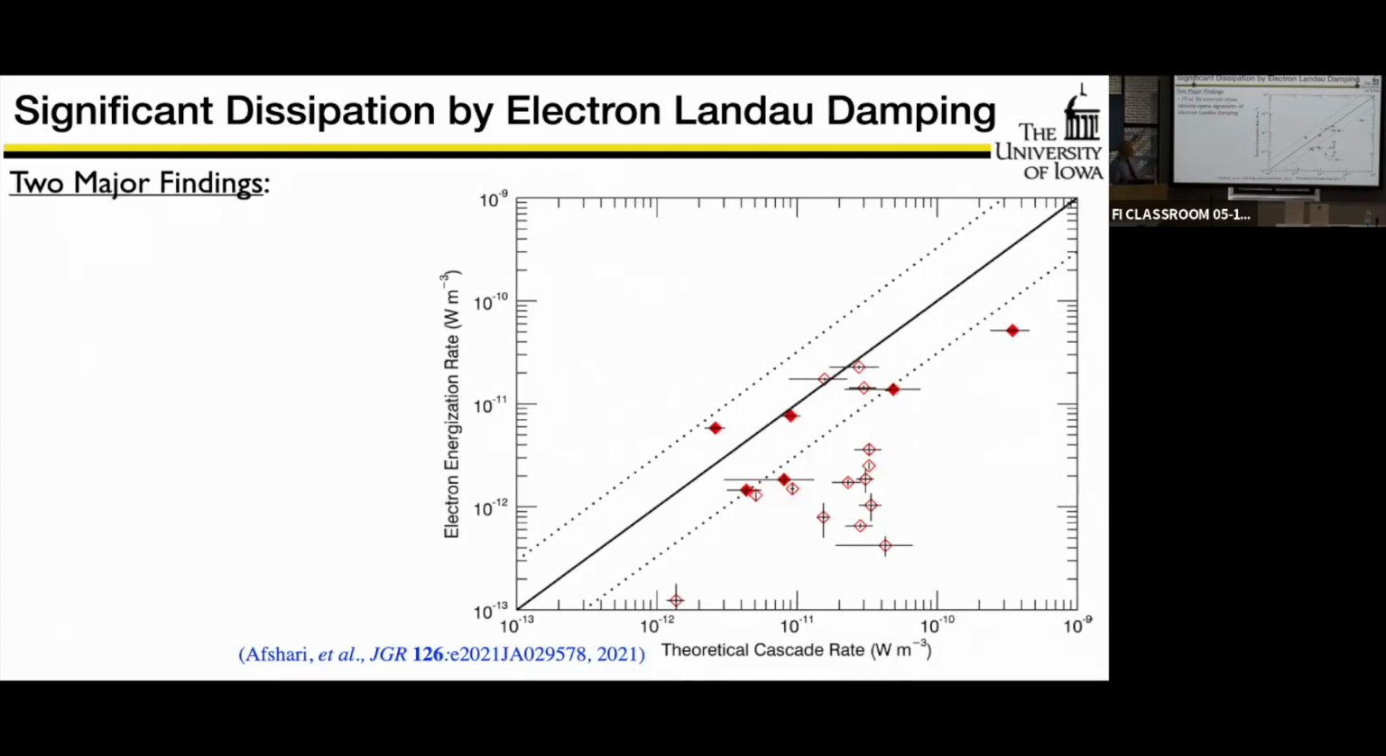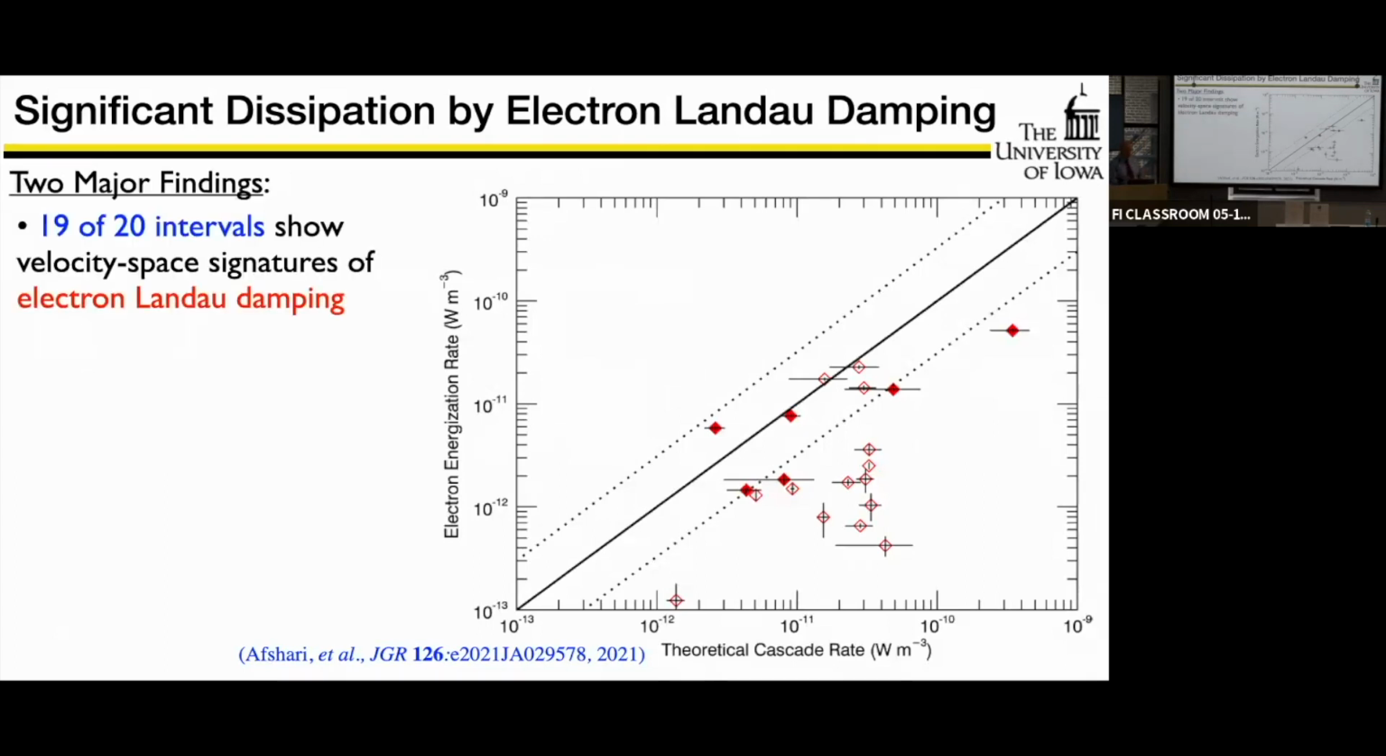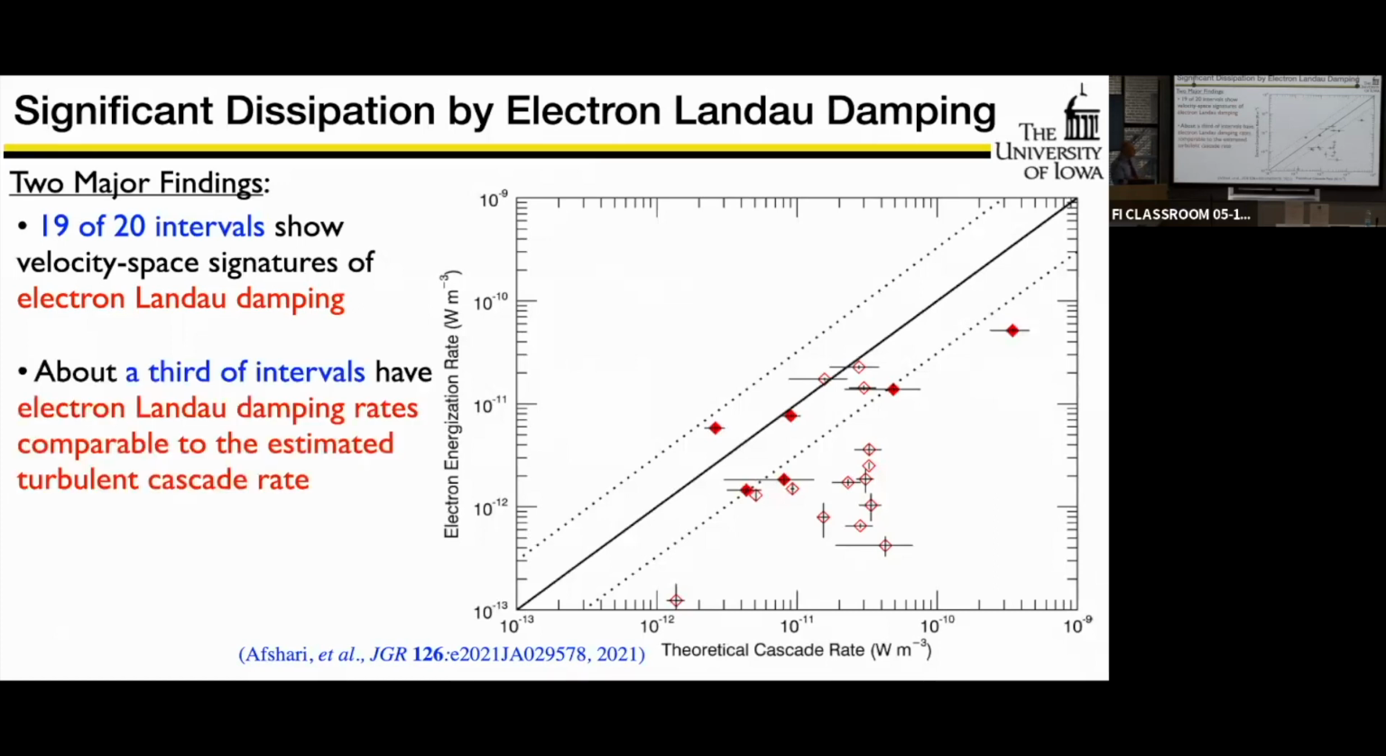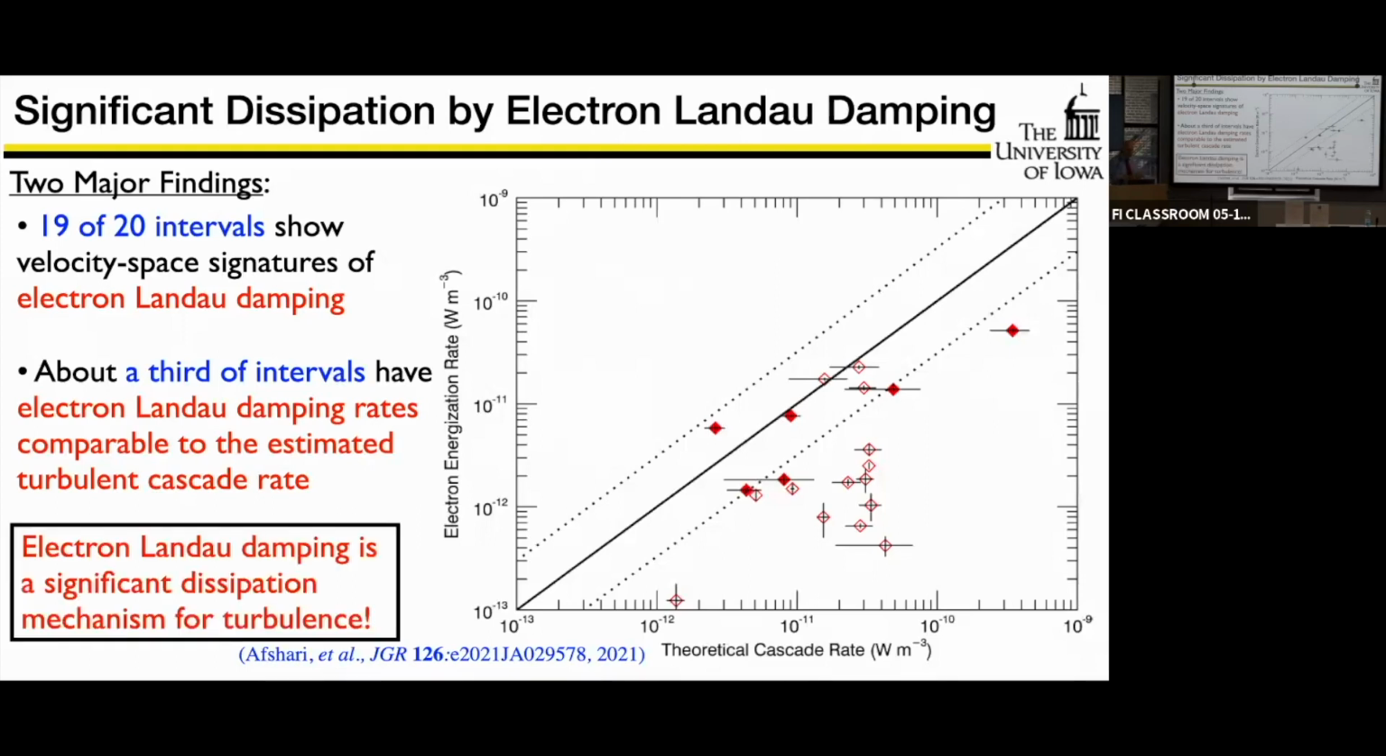And so what we find here, again, I said that 19 of these 20 intervals showed evidence of Landau damping, but about a third of those intervals had electron Landau damping rates that were comparable to the total turbulent cascade rate. So it tells you that this electron Landau damping is actually a significant dissipation mechanism for the turbulence.